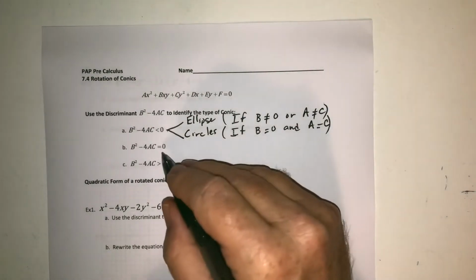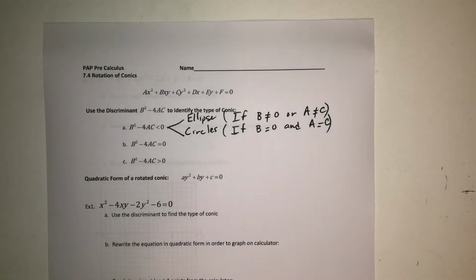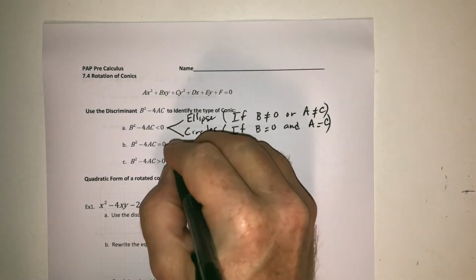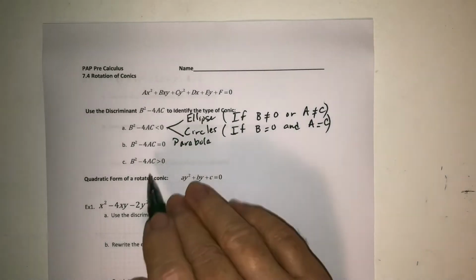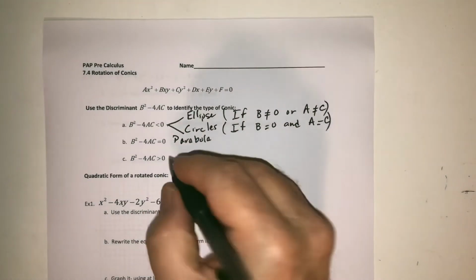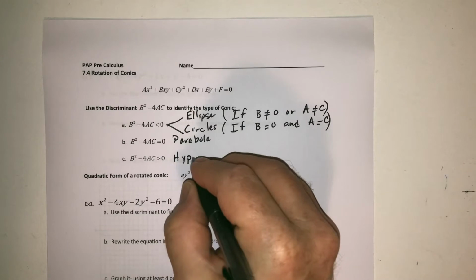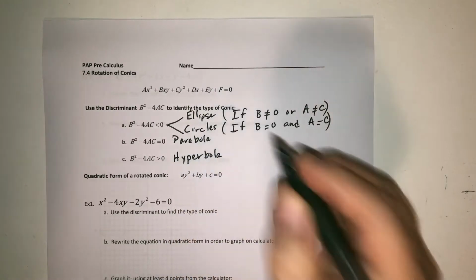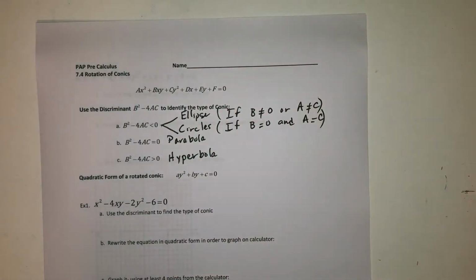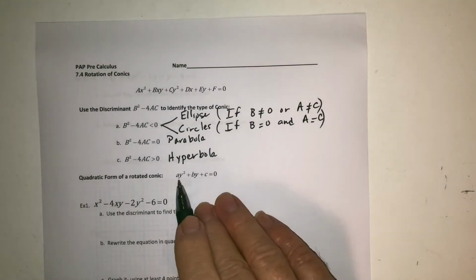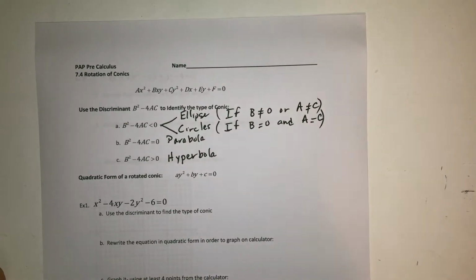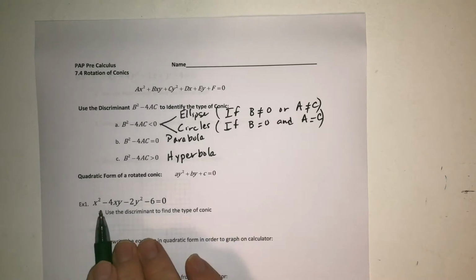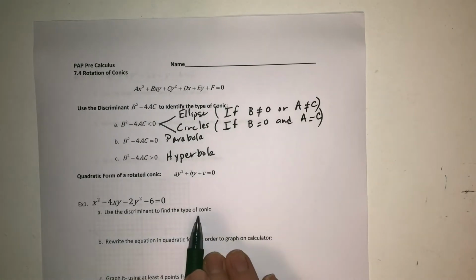If that discriminant is equal to 0, you have a parabola. If that discriminant is positive, it is a hyperbola. The quadratic form of a rotated conic is ay squared plus by plus c equals 0. Now, in example 1 here, it says use the discriminant to find the type of conic.